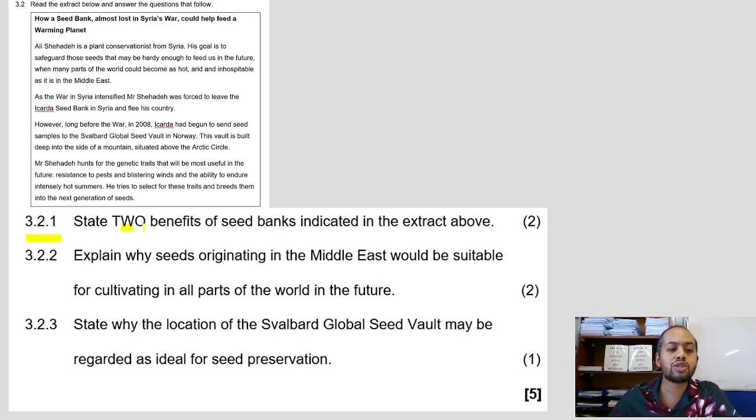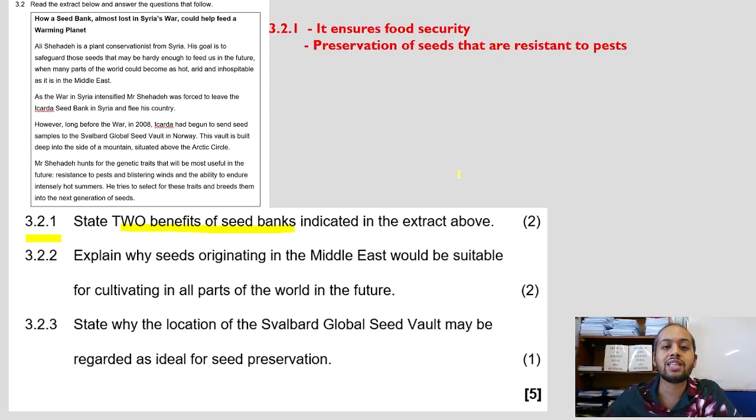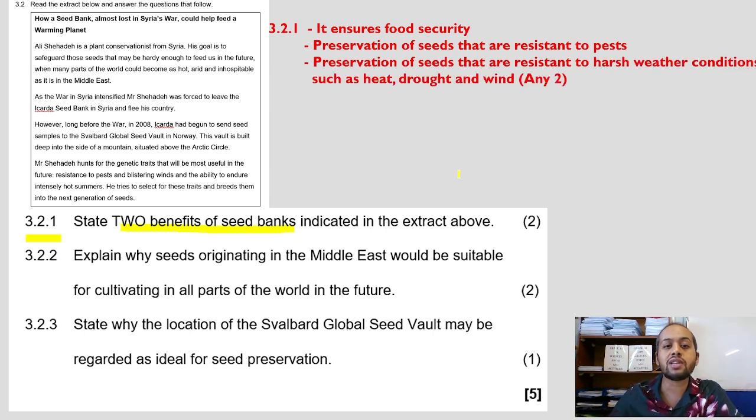First question says, state 2 benefits of seed banks indicated in the above extract. So first benefit, it ensures food security. Secondly, the preservation of seeds that are resistant to pests. You could also say the preservation of seeds that are resistant to harsh weather conditions such as heat, drought and wind, because that was mentioned here in the paragraph.